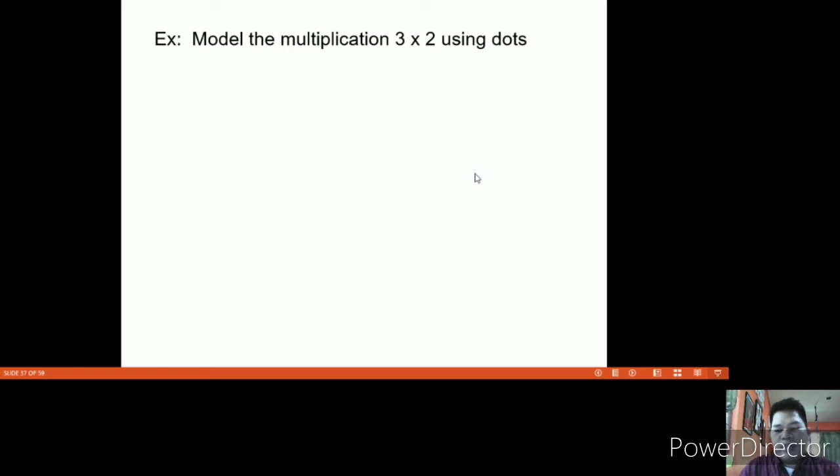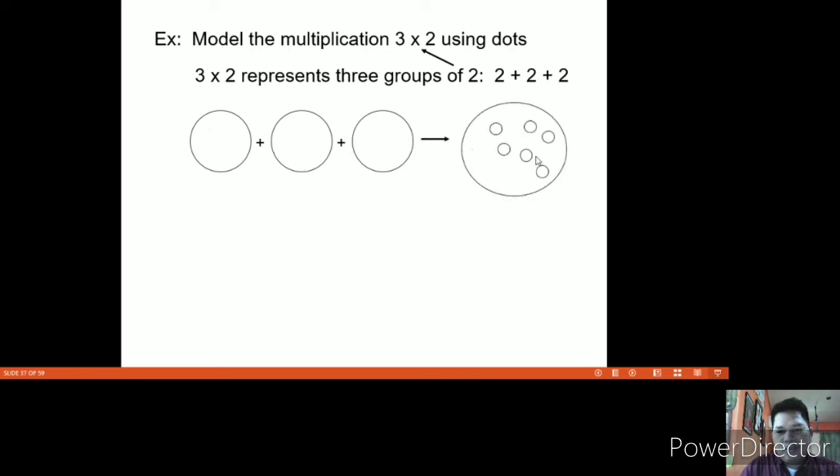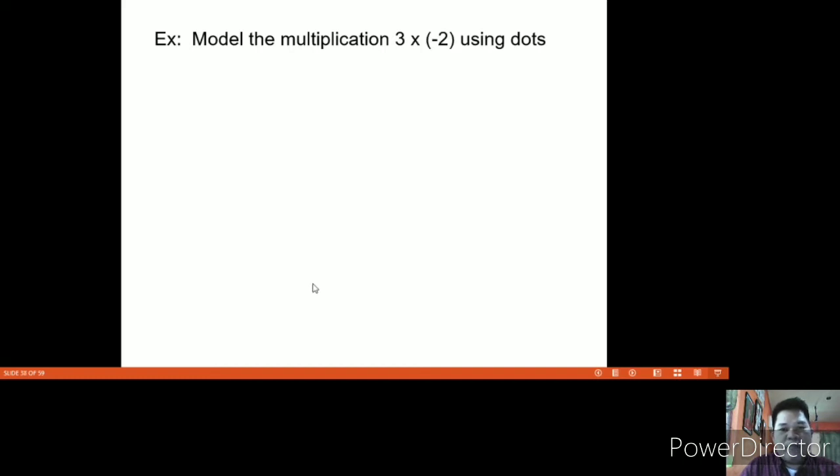To model the multiplication 3 times 2 using dots, 3 times 2 represents 3 groups of 2. That is 2 plus 2 plus 2. Remember that our positive represents our hollow dots. Combined, therefore, 3 times 2 is equal to 2 plus 2 plus 2, which is equal to 6. We conceptually understand the repeated addition of a positive number.